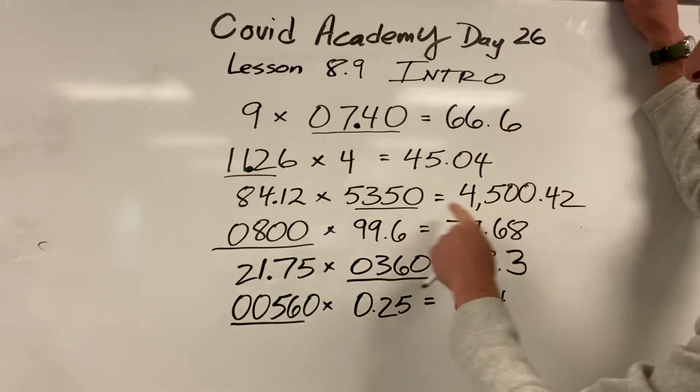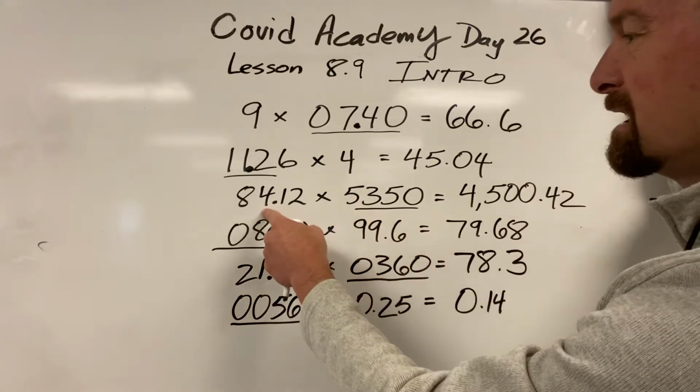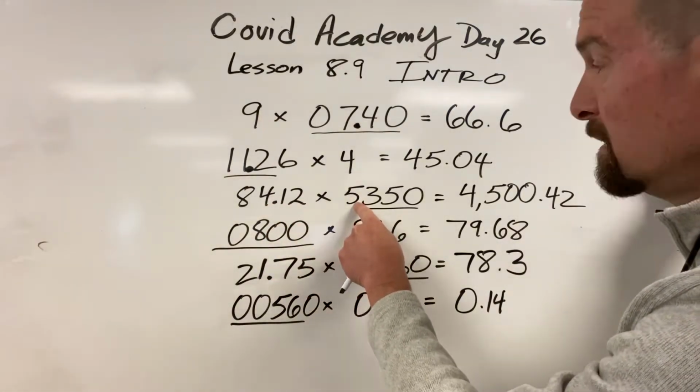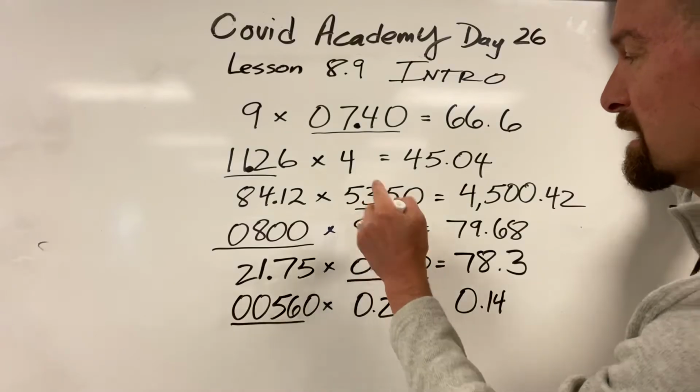All right, 84 times something, and I've got to get 4,000. So 84 times 80, let's call that 80. 80 times 5, that's 400. So I've got to make it 10 times bigger than that, so it's got to be there.